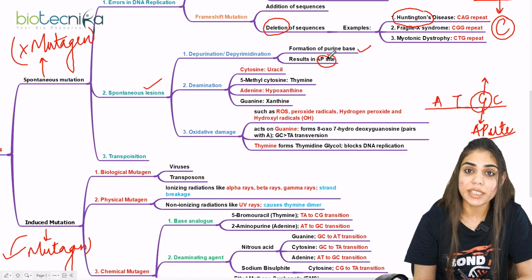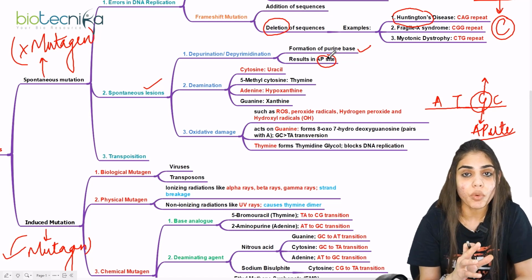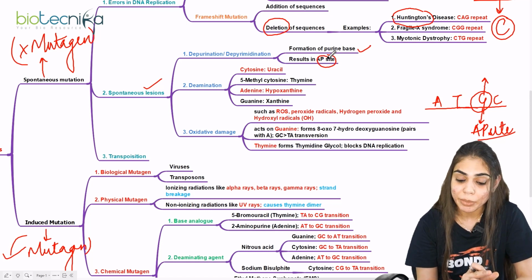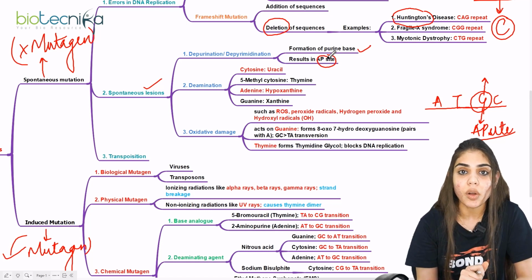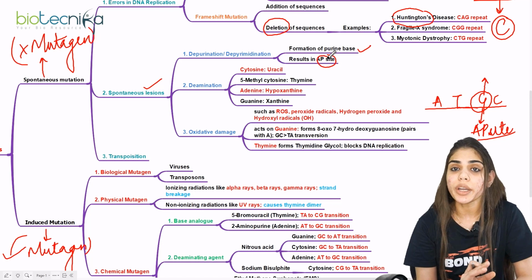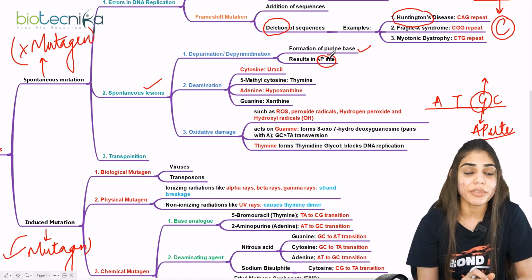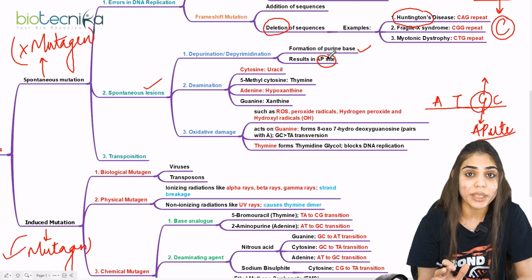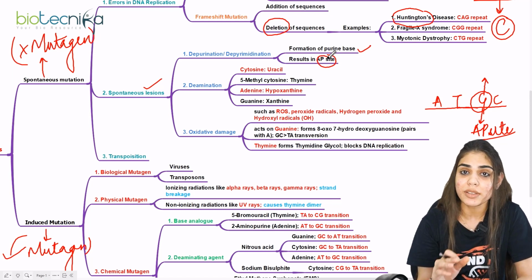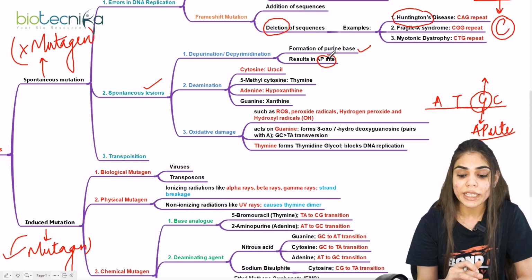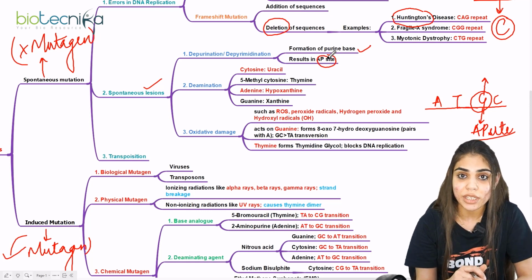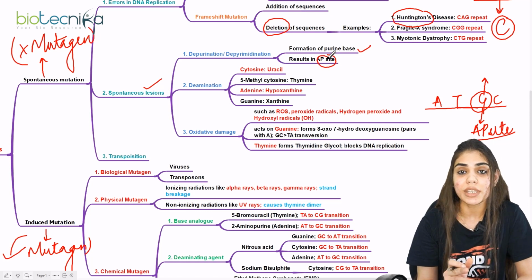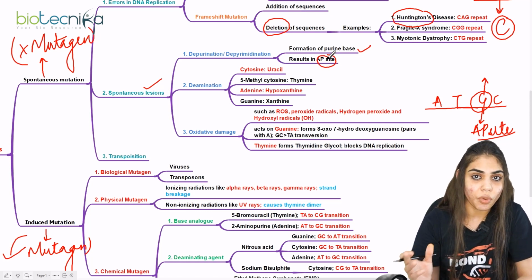Then the second is deamination. Deamination means removal of an amino group from any base. And we know cytosine has an amino group in its structure, adenine also has, and guanine also has. What about thymine? Thymine doesn't have any amino group in its structure, so deamination of thymine is not possible, because it has no amino group. But here you can see 5-methylcytosine, which is an analog of cytosine. This 5-methylcytosine can be deaminated further.